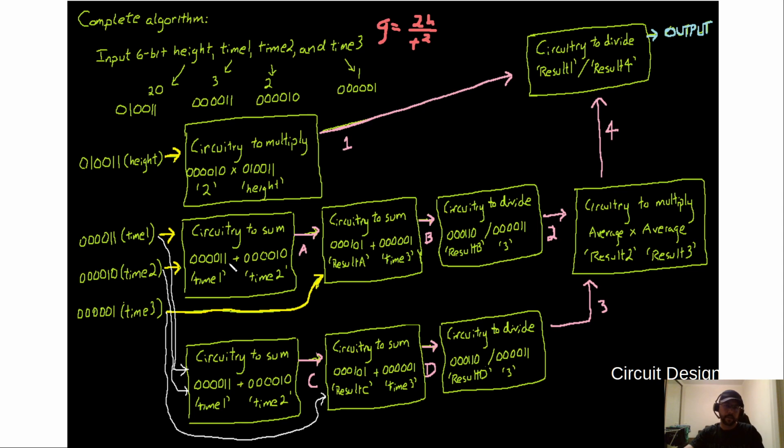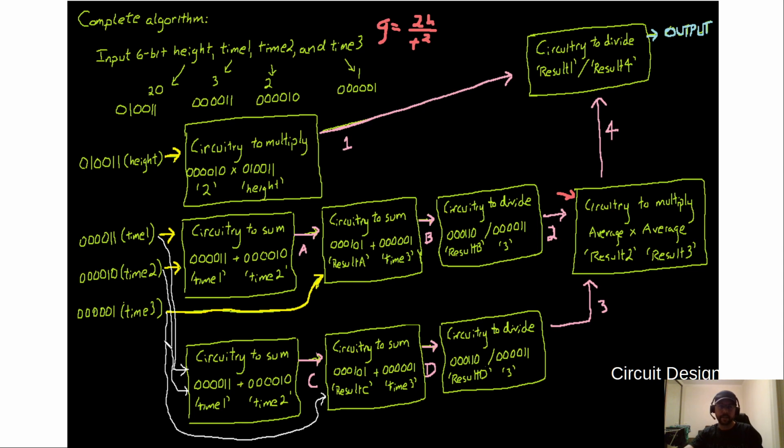So we have this circuit to sum the 2 time values, again in binary, and it receives those both as inputs, and then it outputs the sum. Then this circuit's going to sum the result of this first addition circuit with time 3, and it's going to output that into a third circuit that divides the result of all 3 time values added together by 3. And it's going to take and put that in here.